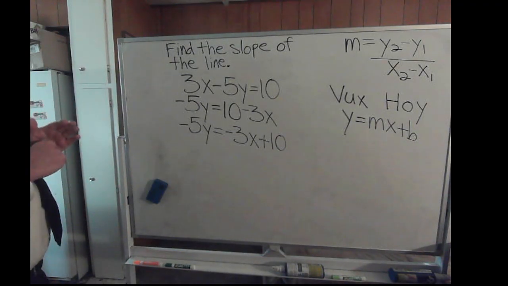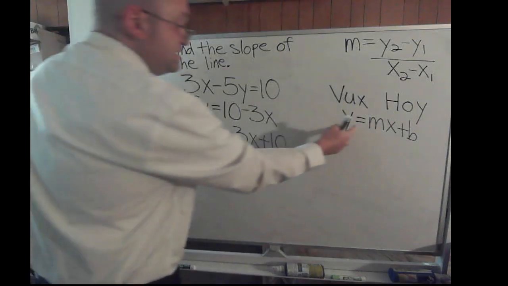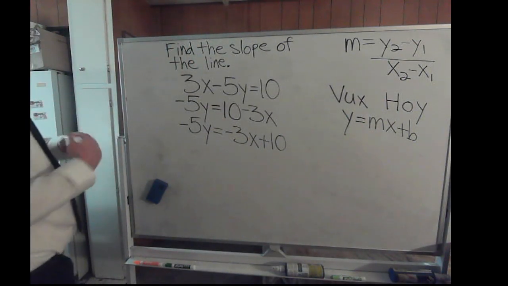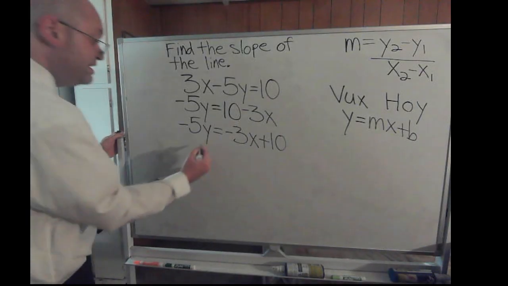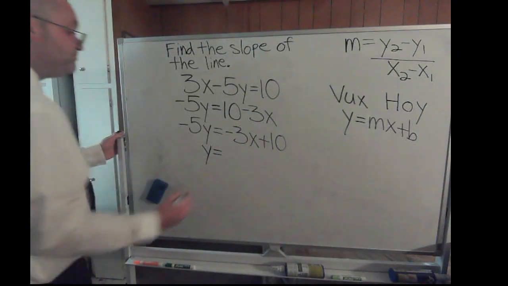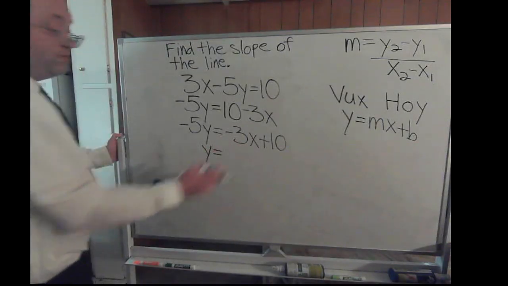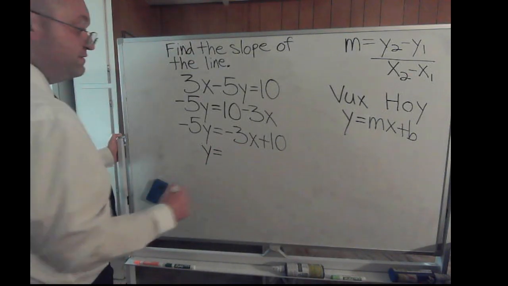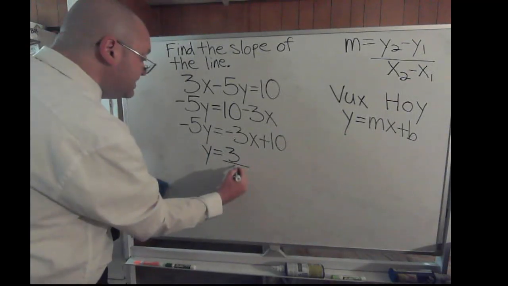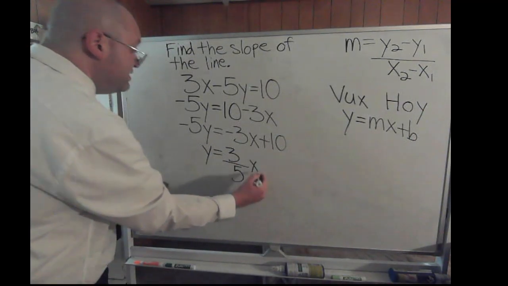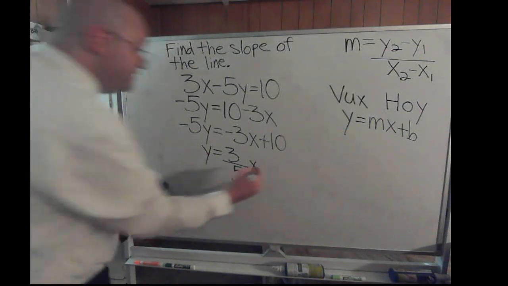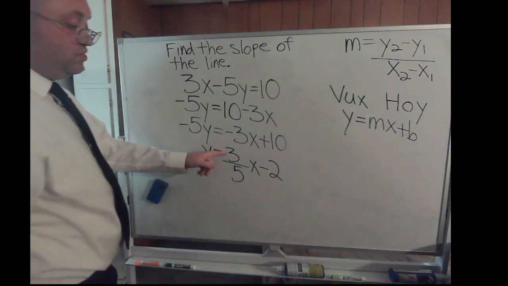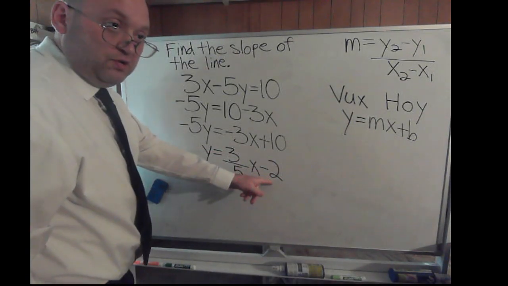Now, to get it truly into slope-intercept form, we need to find just y, which means we have to divide by negative 5. We divide the left side by negative 5, you'll get y. But you also got to divide the right side by negative 5. If you divide negative 3x by negative 5, you'll get positive 3/5 x. Then you divide that positive 10 by negative 5, you get negative 2. So the slope-intercept form of the equation would be y equals 3/5 x minus 2.